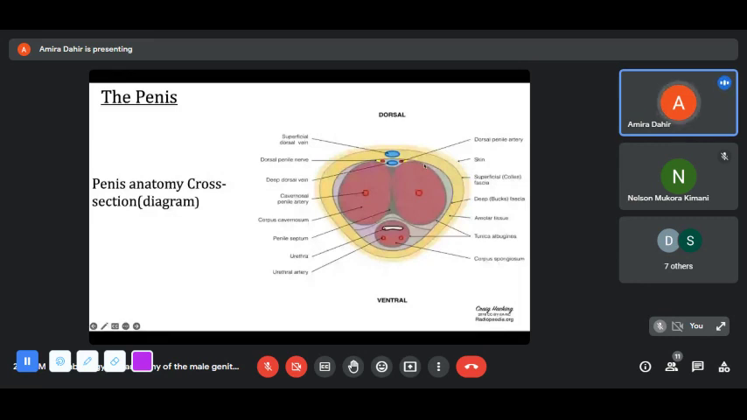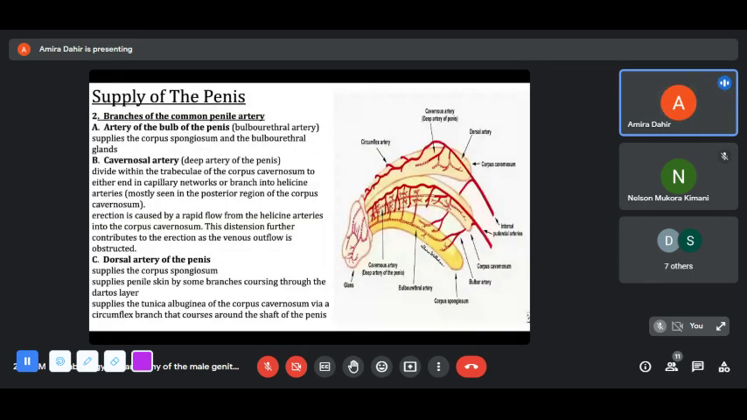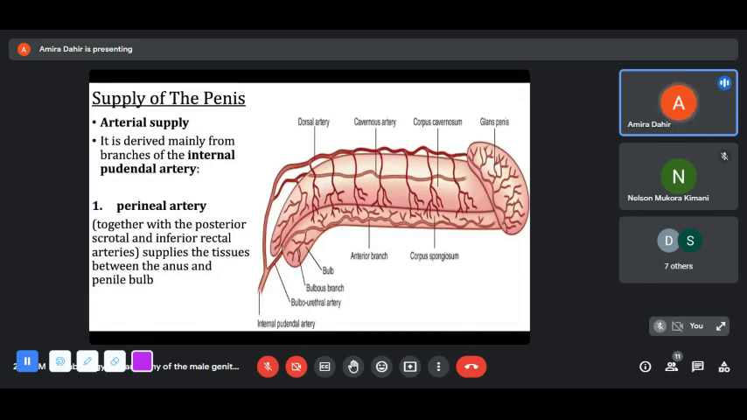As for the supply of the penis, the arterial supply is derived mainly from the branches of the internal pudendal arteries. So these are the perineal artery and the branches of the common penile artery, all derived from the internal pudendal artery. The perineal artery, together with the posterior scrotal and inferior rectal arteries, supplies the tissues between the anus and the penile bulb.